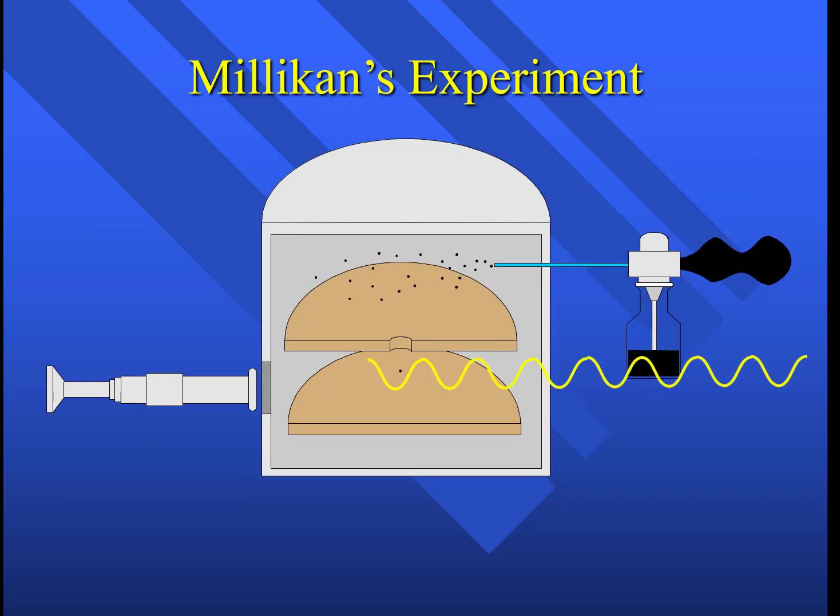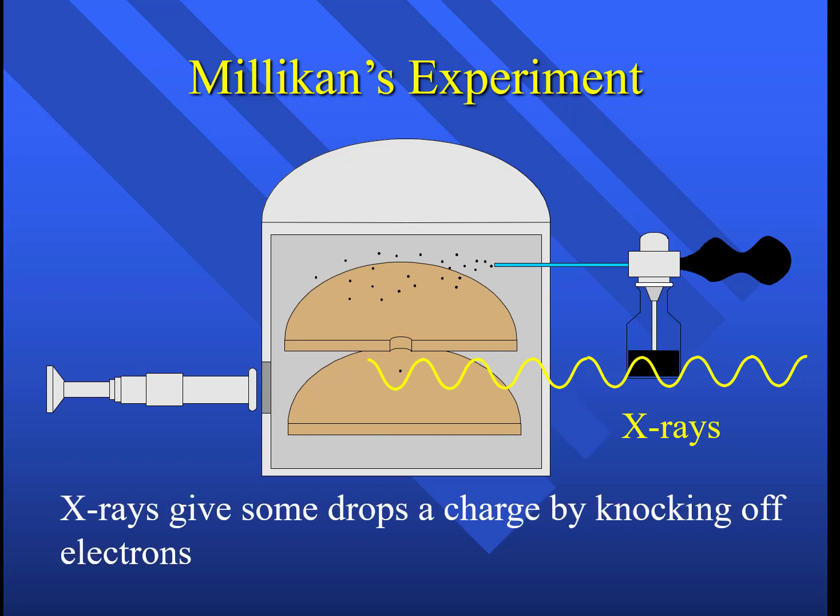Along the way, those oil drops get hit with X-rays. That's why it's all sealed in this container: A, to keep it air-free, and B, so you don't get hit with X-rays. And what the X-rays do is give the drops a charge by knocking off electrons.